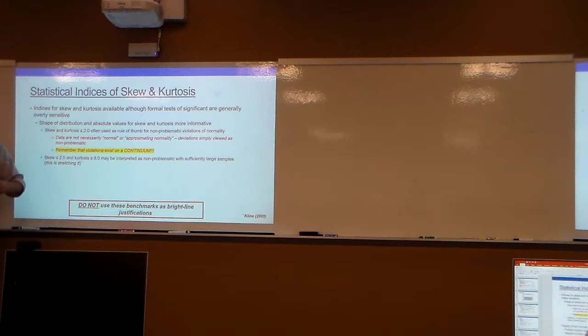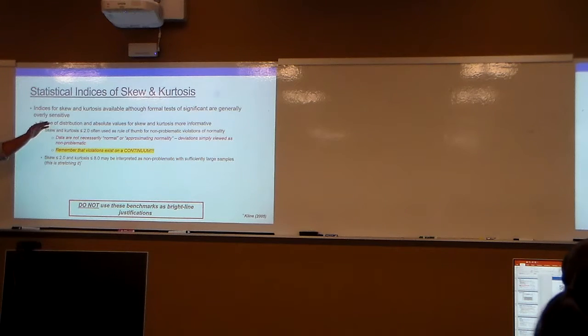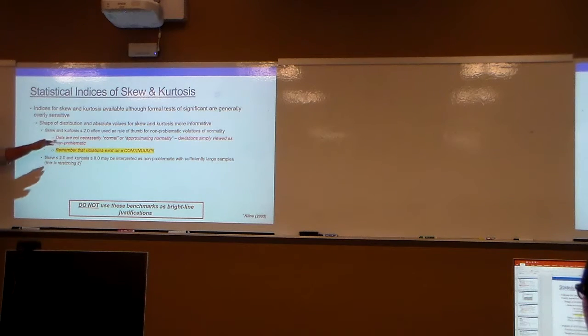But in general, if we're looking at things that are less than 2, we're saying, oh, okay, that's probably reasonable. But remember that this violation exists on a continuum, and it's dependent on a lot of things. If I have a skew of 1.5 and I've got a sample of 300, am I going to be too worried about that? Probably not. If I got a skew of 1.95, I've got a sample of 20 people, am I going to be worried about that? Maybe a little bit more, right? Depending on what type of analysis I'm doing.